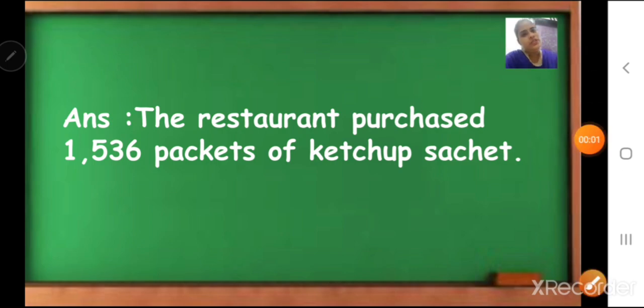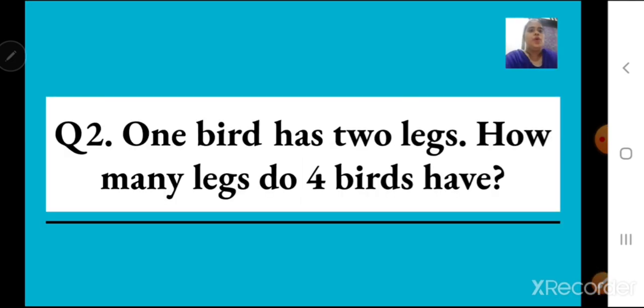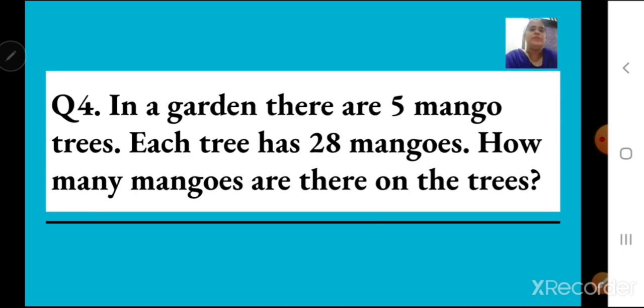Children, today only these two sums are there. Now it's time for homework sums. For homework, you are going to solve question number 2. One bird has 2 legs. How many legs do 4 birds have? So question number 2 you have to do, and question number 4.